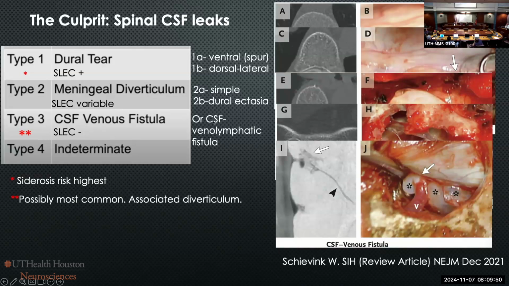And what we can see now is that there is a meningeal diverticulum, and contrast is leaking out of it and quickly being taken away by a vein because of the fistula. So you can see why you don't build up any contrast there, despite this shunting.